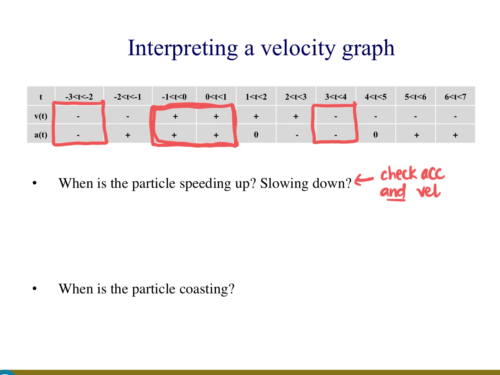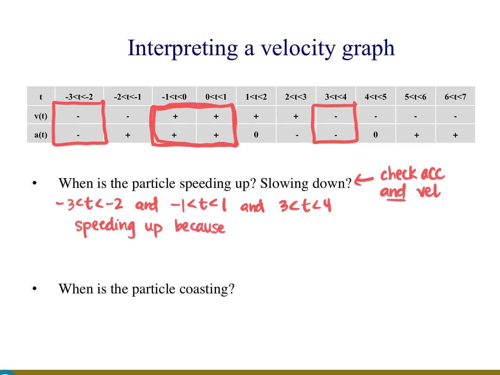So speeding up would be anytime you have matching signs, the double. So we're going to say from -3 to -2 and -1 up to +1 and 3 to 4, speeding up, because velocity and acceleration share signs. They have the same sign. They are either both positive or both negative.